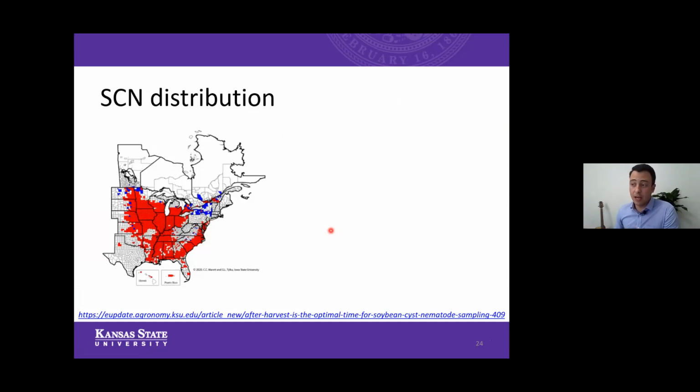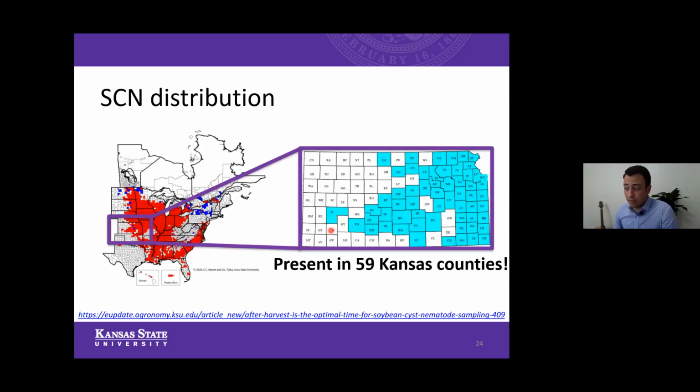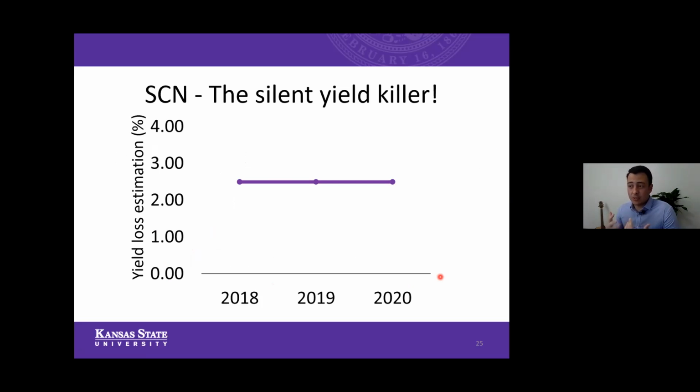Just for you to have an idea of the distribution of SCN, soybean cyst nematode, in the United States, everything that's red and blue is present and confirmed. Now, if we zoom in on Kansas, up to January 2020 it was present in 59 Kansas counties, which are responsible for more than 85% of the total soybean production. Why is it important? Because soybean cyst nematode is called a silent yield killer. If you don't take the test, if you don't know how it looks in your field, you might not even know if the yield that you're not getting, or the yield that you're hoping to get and doesn't happen, is caused by SCN, and it could be.